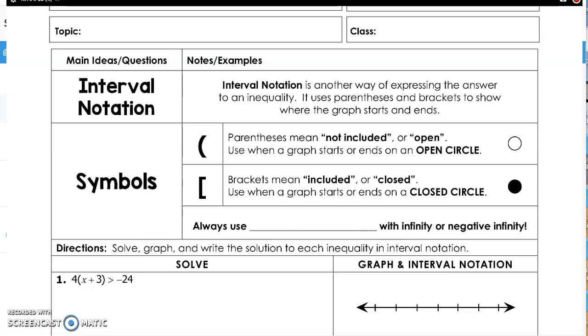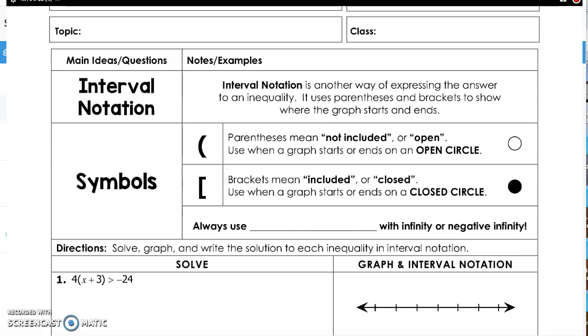On page 217 and 218, we are going to be solving multi-step inequalities. We solve these the same as equations, only if you multiply or divide by a negative, you have to remember to flip the sign around. We are also going to learn a new way to write our answers. It's called interval notation. It's just a new way to write our answers.